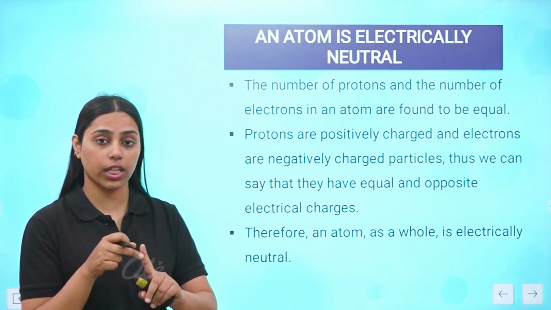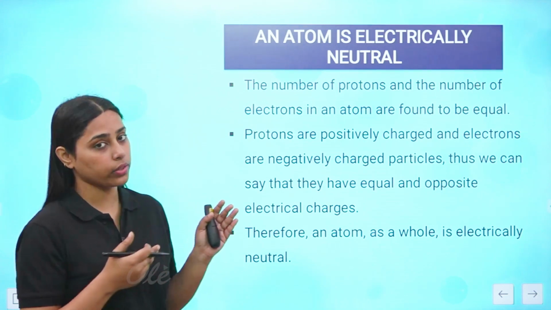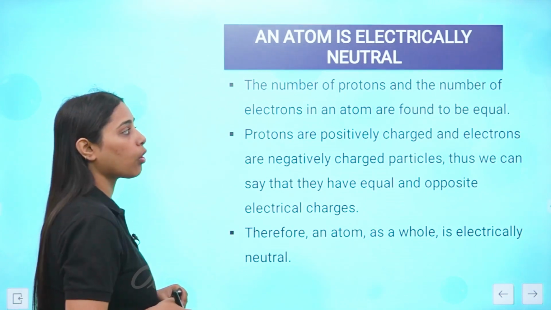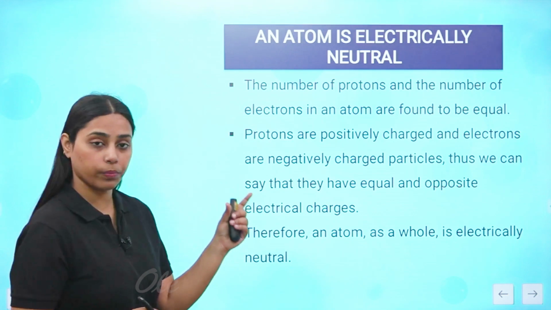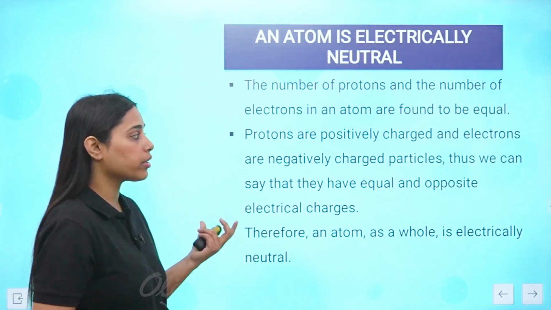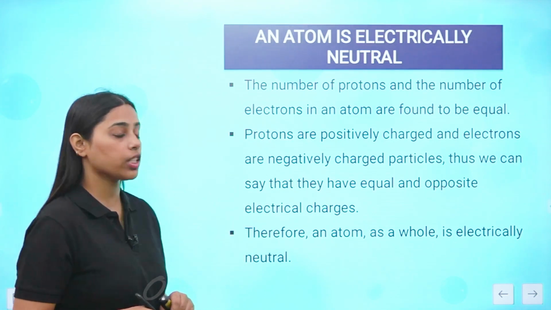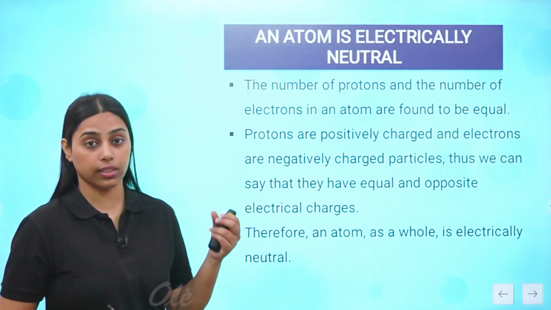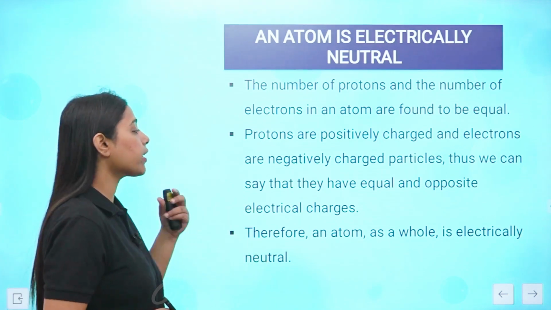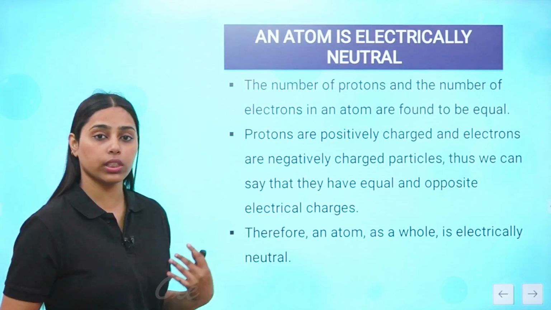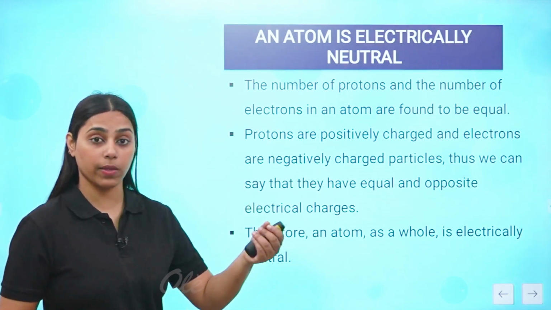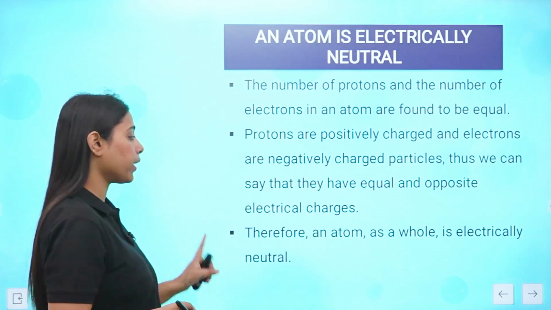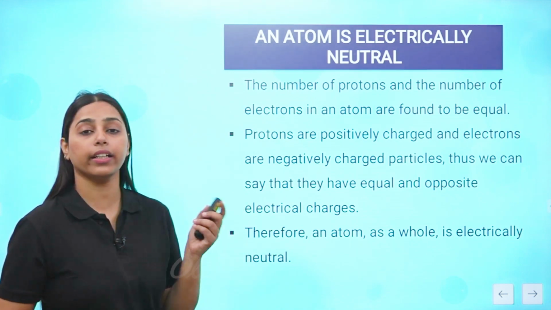They have opposite charges. That is what we are going to discuss now. The number of protons and number of electrons are found to be equal. Protons are positively charged, electrons are negatively charged. We have seen the example of the carbon atom. It had 6 protons, 6 electrons, right? Thus we can say they have equal and opposite electric charges. Proton has positive charge, electron has negative charge. Therefore, the atom as a whole is electrically neutral.